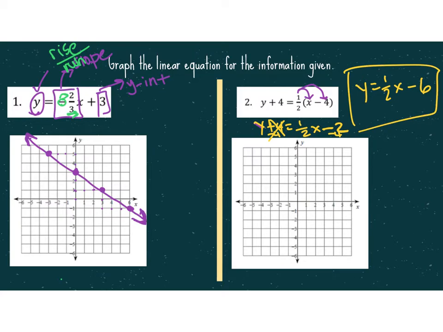I want to go ahead and graph this now that I've got y by itself. Check, I'm good. My y-intercept is negative 6. And then my slope is positive 1/2. Okay, that's our slope.